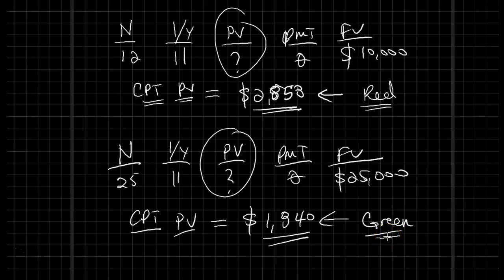Regardless, you can use a financial calculator, or you can use the formula and a scientific calculator. Regardless, you get the same answer. It turns out that the investment which promises you $10,000 in 12 years is the superior investment, followed by the investment which offers you $25,000 in 25 years. And that completes our solution.